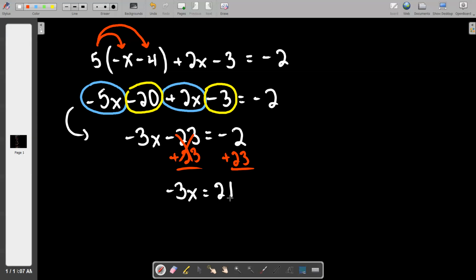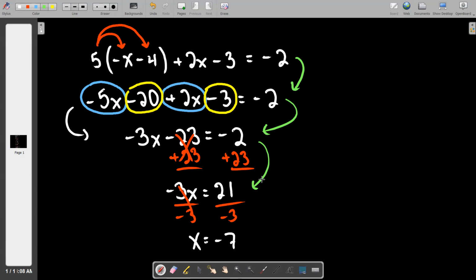And what's the last step? We're going to divide both sides by negative 3, giving us our solution, which is x equals negative 7. So there's an example of a 4-stepper. Step 1 was distribution. Step 2 was combining like terms. Step 3 was booting the 23. Step 4, finishing the job. Okay. Still good?